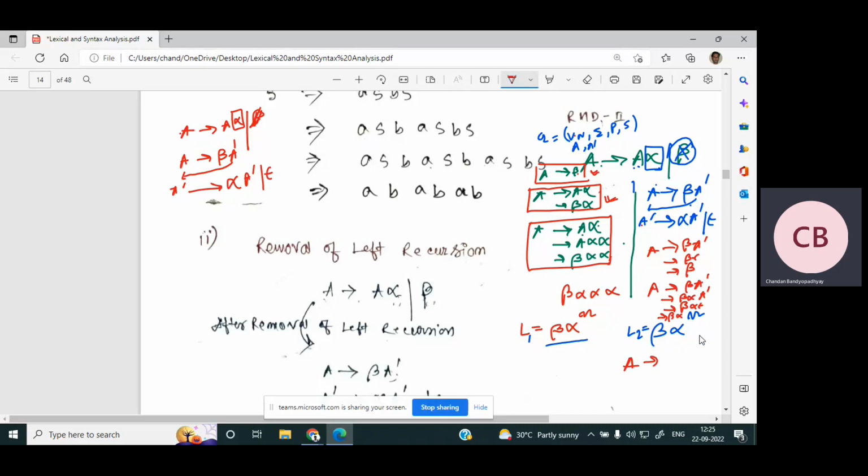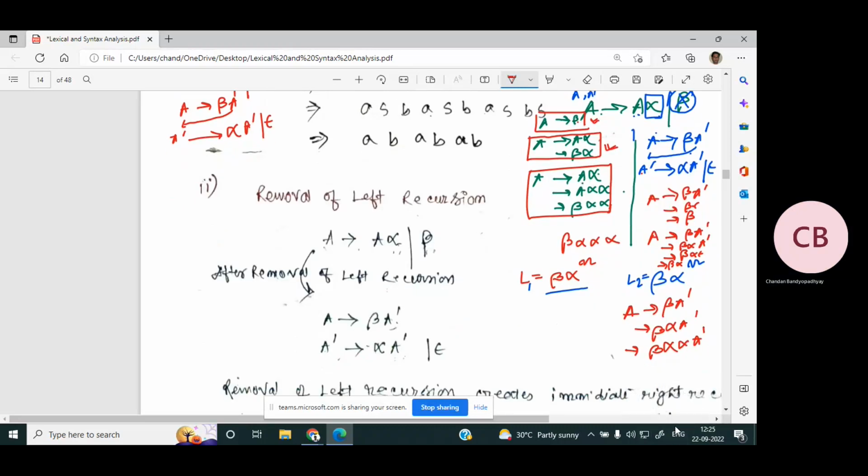A to beta A'. Again, I'm starting the same parent production. This is the parent production, the first one: beta A'. So beta is there, and A' I am expanding here as alpha A'. Again, A' can be expanded with alpha A'. So it is beta alpha, and then alpha A'.